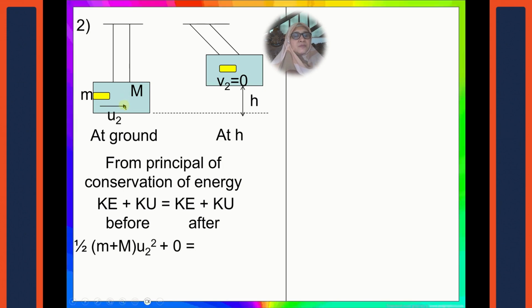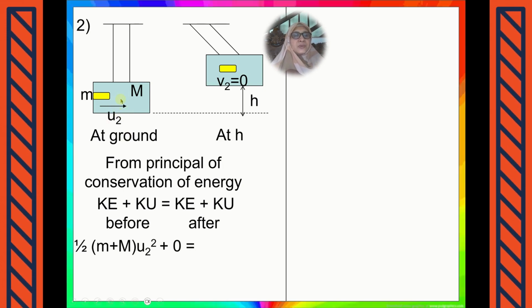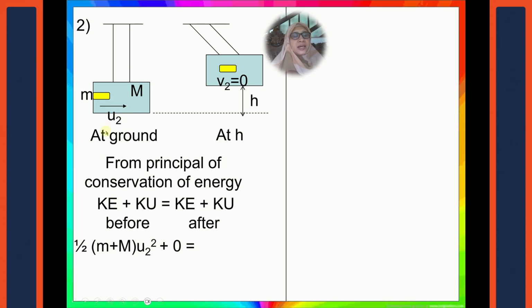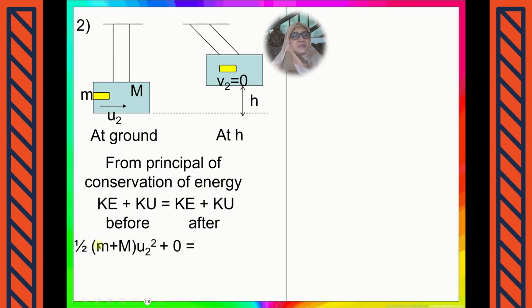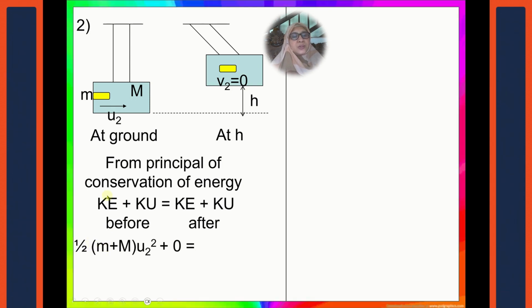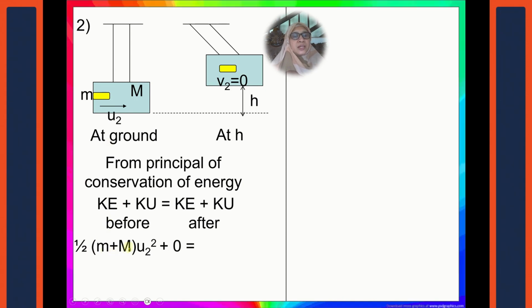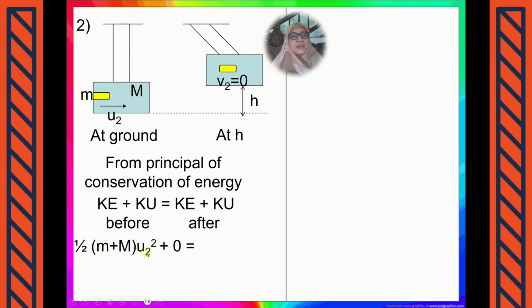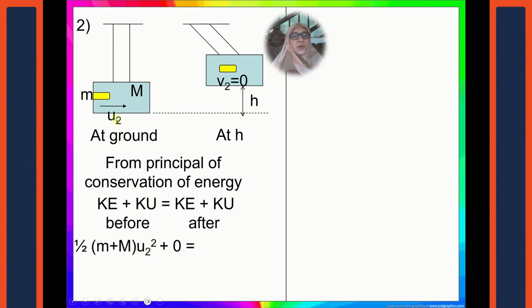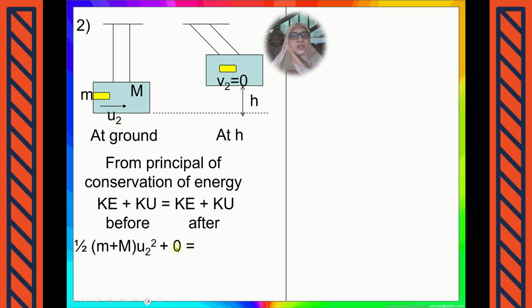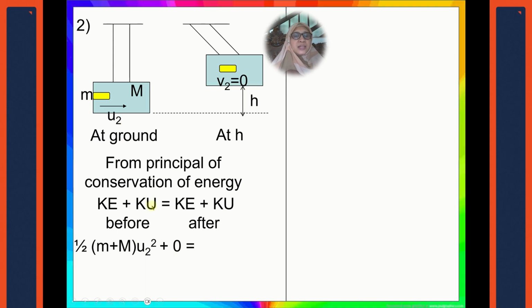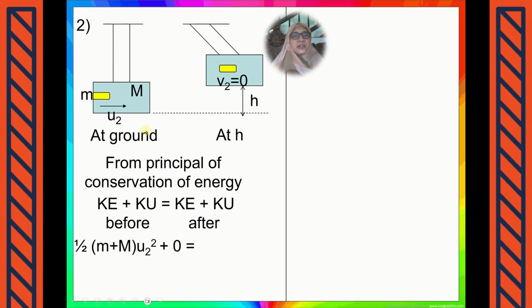Before means at the ground. At the ground, the kinetic energy, by the general formula, is half mv squared. The m is the mass for both of them, so the mass of the bullet and the mass of the pendulum, times the speed u2 squared. We are going to find this u2. Then plus the potential energy, which is 0 at the ground.